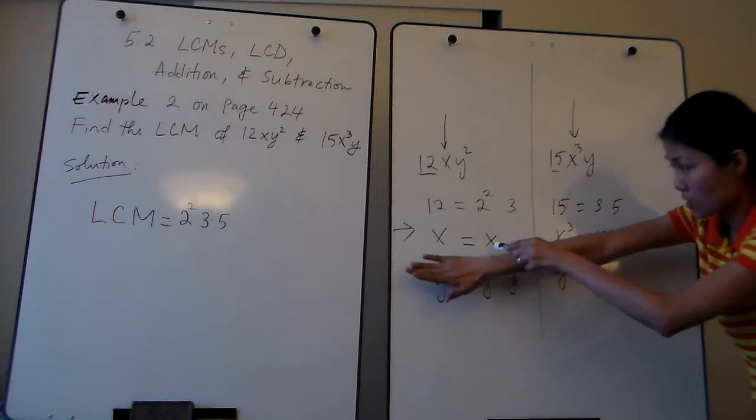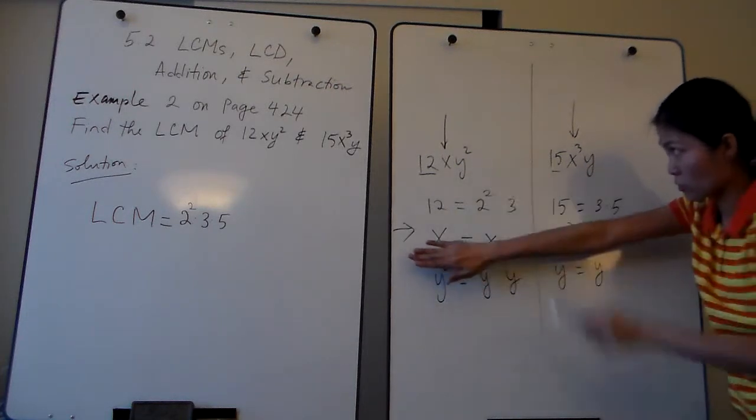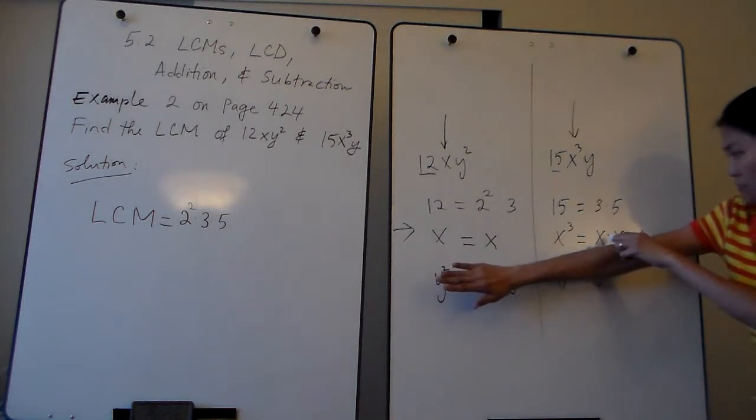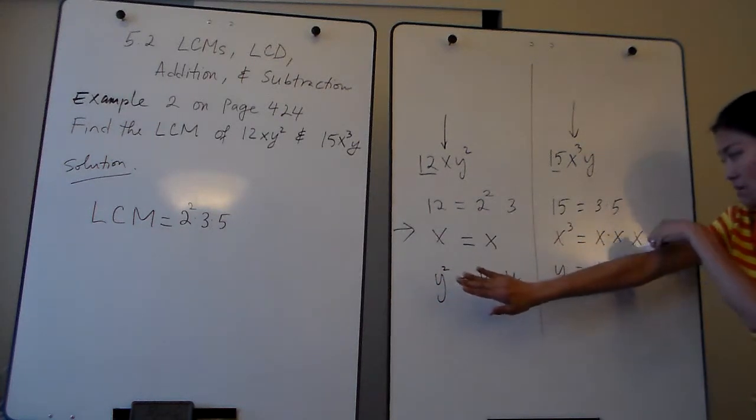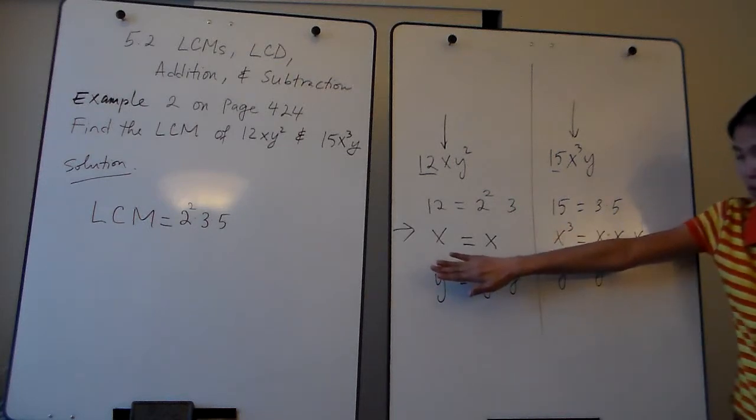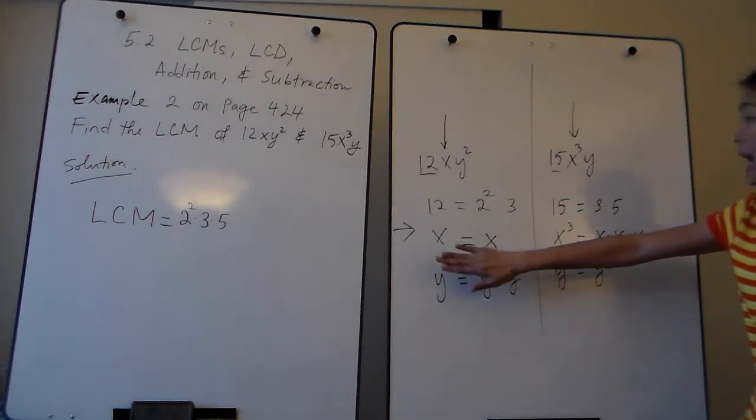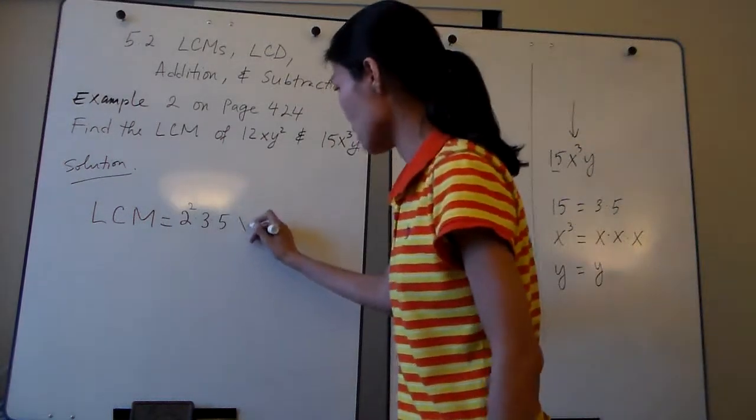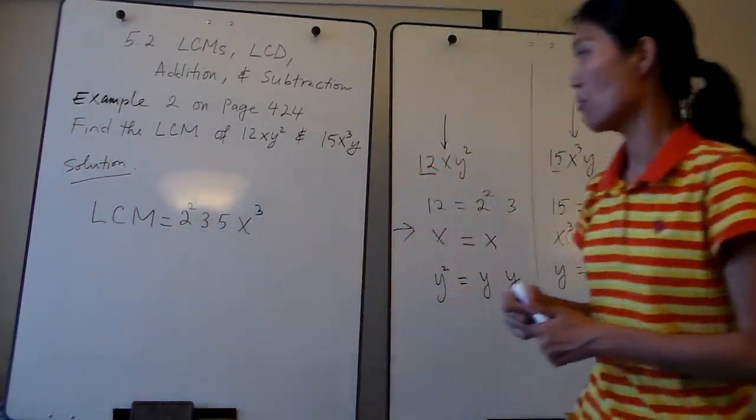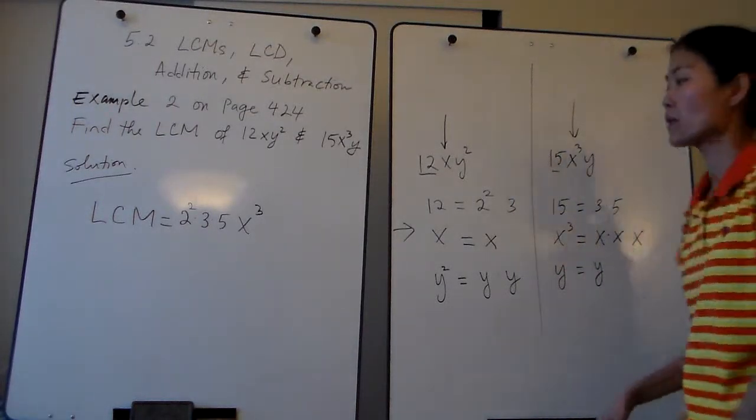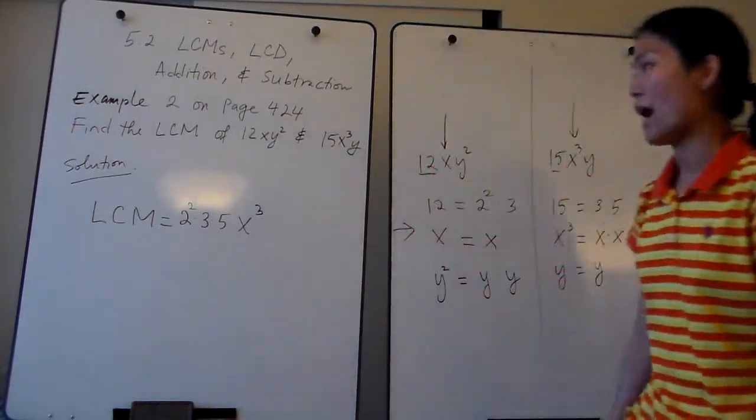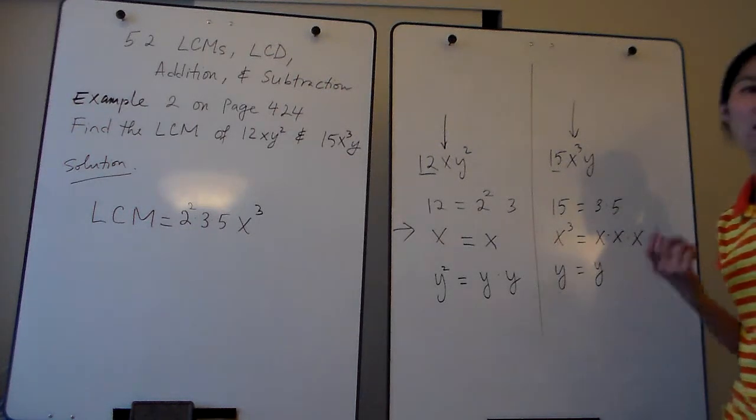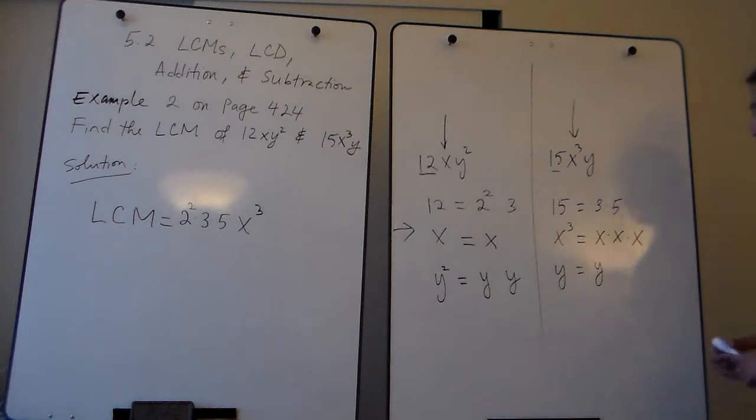For x, the x in 12xy squared has only happened one time. How about this one? This x happened 3 times. You see x times x times x, which is x to the third. So the highest exponent is 3. So you use the factor x to the third power. Remember, to find the LCM, you use the factor with the highest number of times that it occurs. All right, we're done with x.